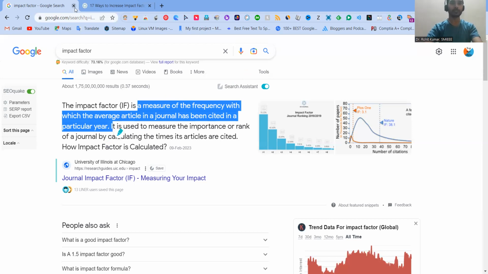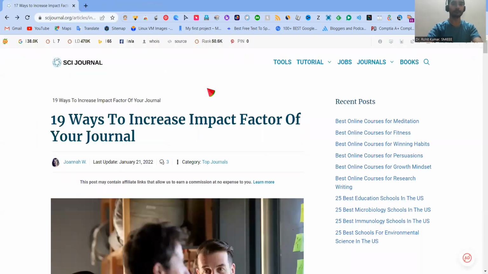Moving on to the specific focus of today's work. Here are the 19 ways to increase the impact factor of your journal. Now it must be very clear to you that the impact factor is something that can be influenced. You can easily influence the impact factor, you just need the right sort of information.